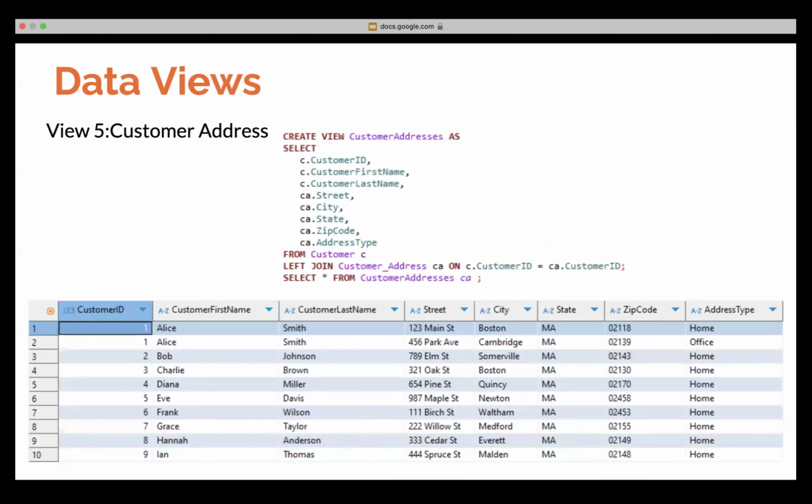The last one is the customer address view. This organizes customer contact details such as address and zip code. It's particularly important for managing deliveries and marketing.